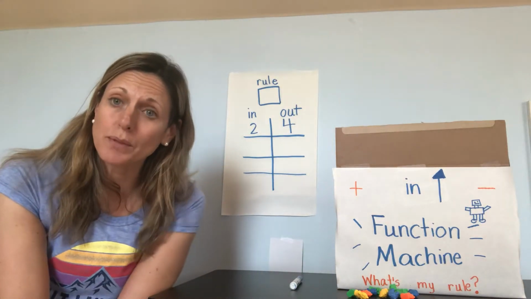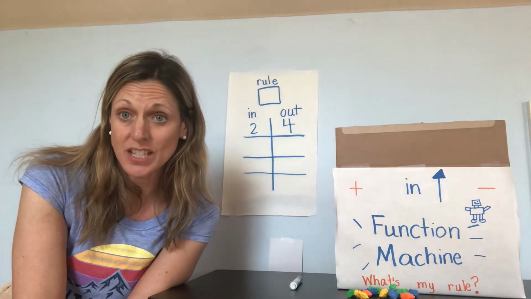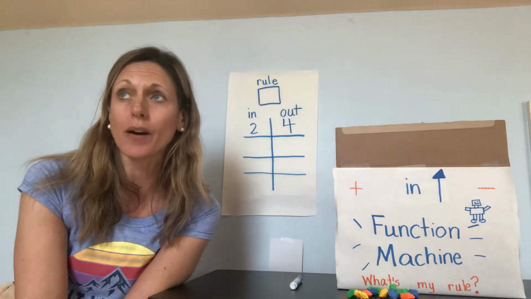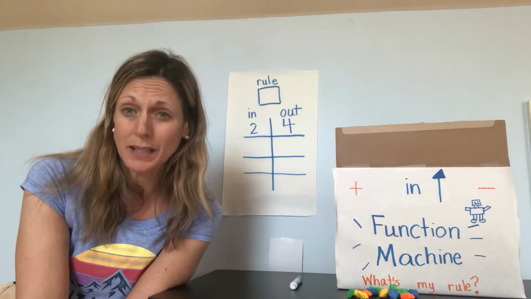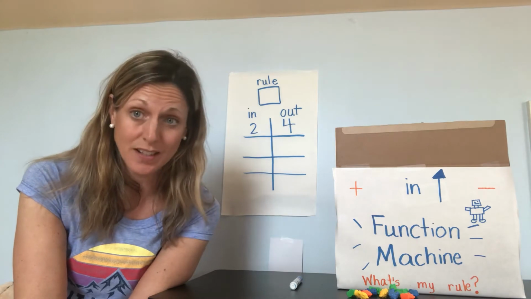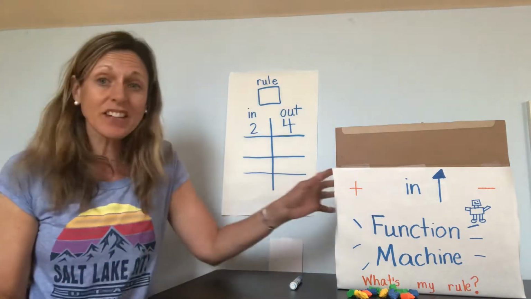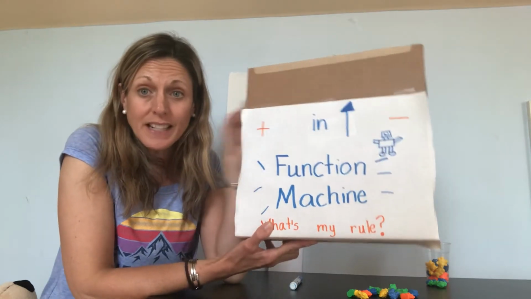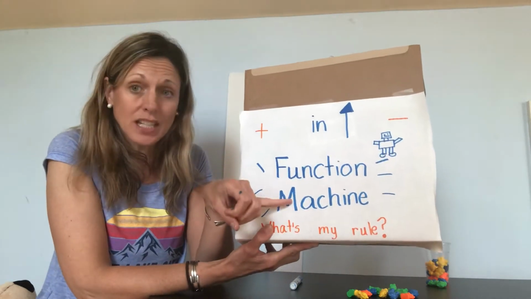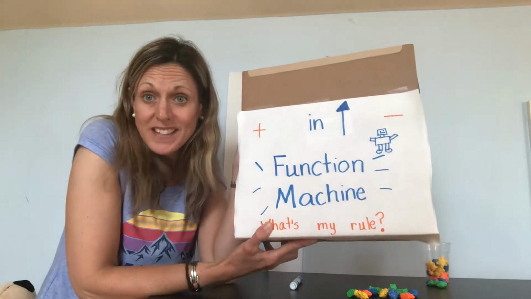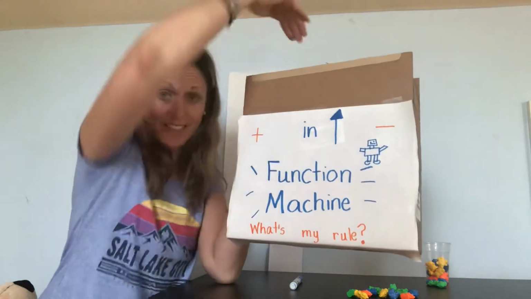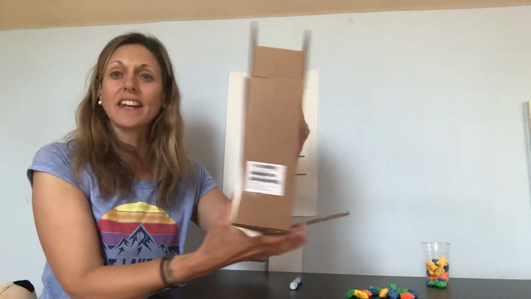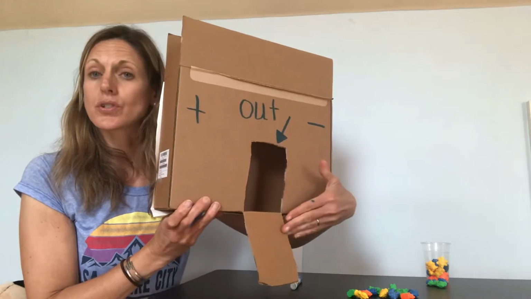For math, we're going to be working on function machines, and we're going to be thinking about what the rule could be with these special machines. Okay, so I have an example today of a function machine. And it even says that: function machine. In this special machine, there's an in up here, and then there's an out.